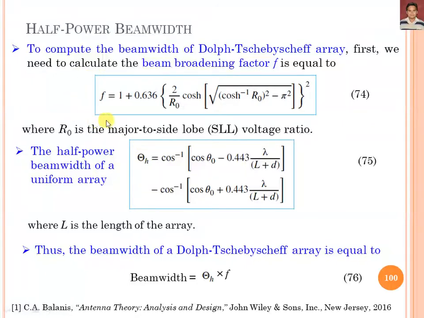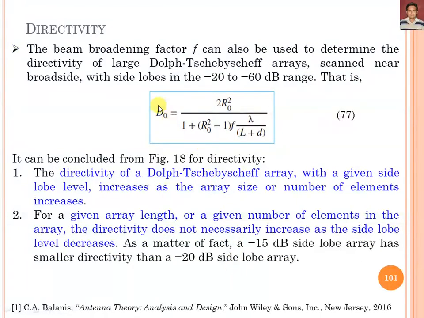By using this expression we calculate theta h. Then we multiply the broadening factor and theta h. In that case we can calculate the beamwidth of the Dolph Chebyshev array, which is equal to theta h into F, where F is the pulse broadening factor or beam broadening factor.